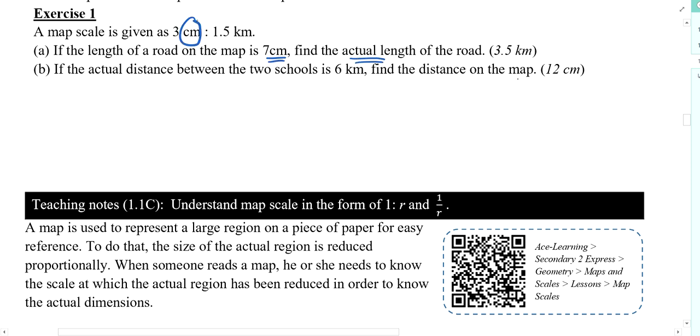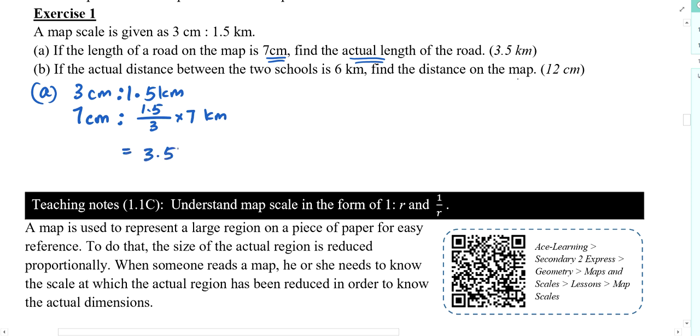Since it is already given in cm to kilometers, it is very easy for us to handle exercise 1. Part A, 3 cm to 1.5 km. So this is the ratio that we are using. If we have 7 cm, then because they are proportional, our answer will simply be 1.5 over 3 times 7 kilometers, which is 3.5 kilometers. Okay, this is one way of representing our answer.